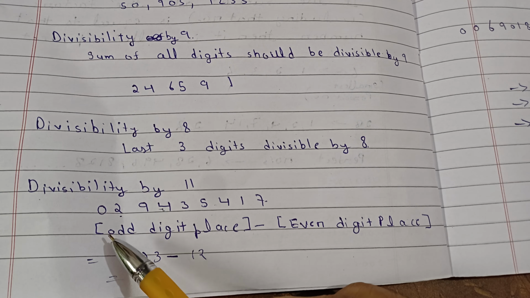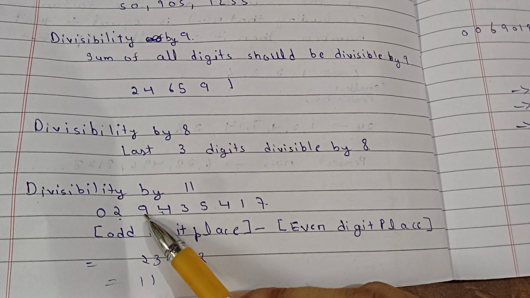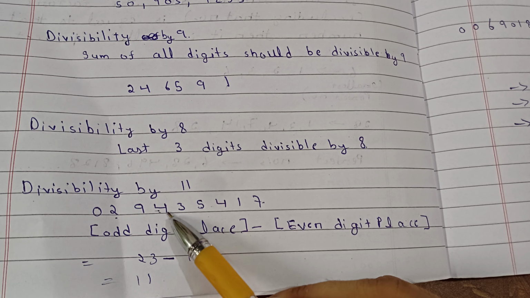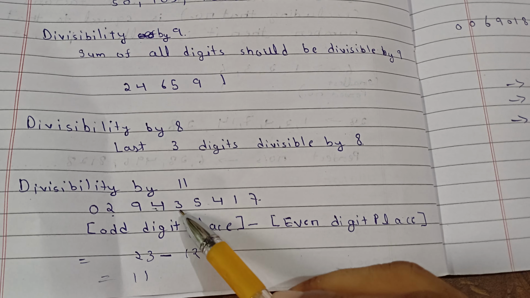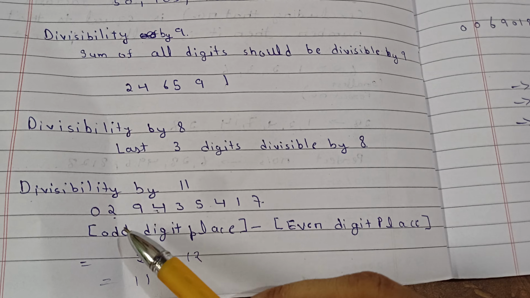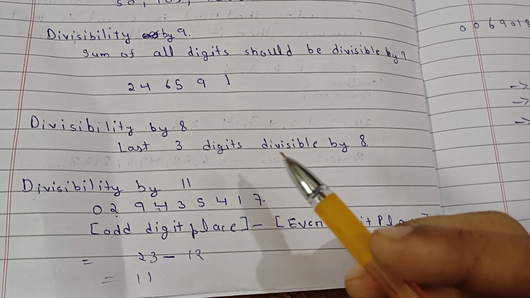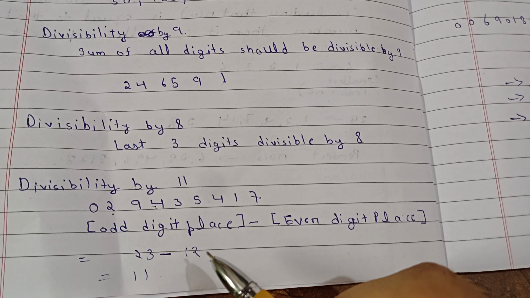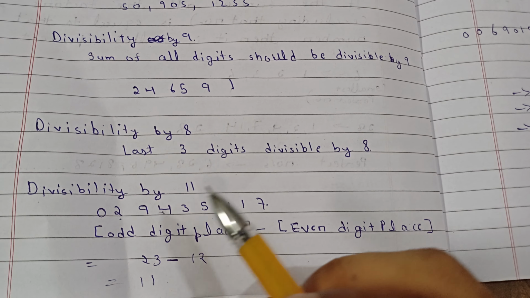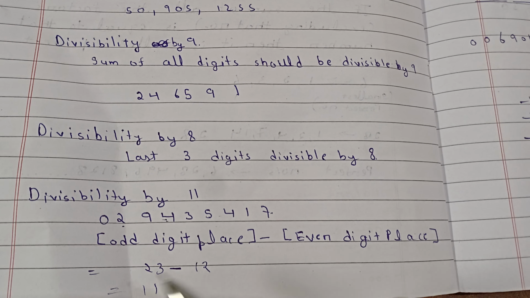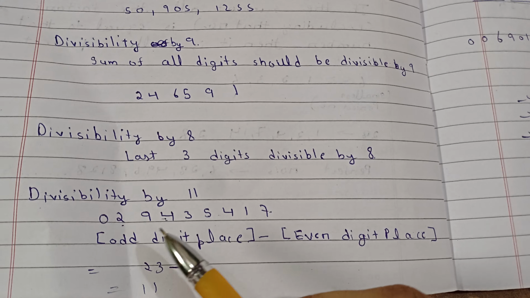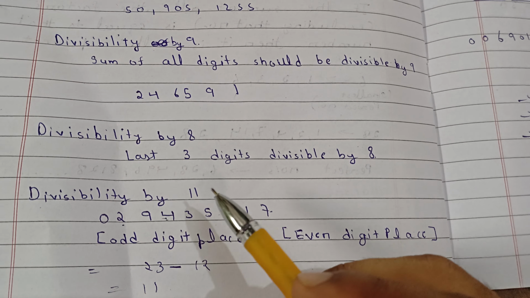Take the alternate numbers. Means if you are taking this, then take all these one, leaving one behind. So all these alternate numbers, add them, then take the remaining ones, add them, then take the difference. If the absolute value of that difference is divisible by 11, then we call the number divisible by 11. The whole number will be divisible by 11. If the difference comes out to be 0, it is also called divisible by 11.